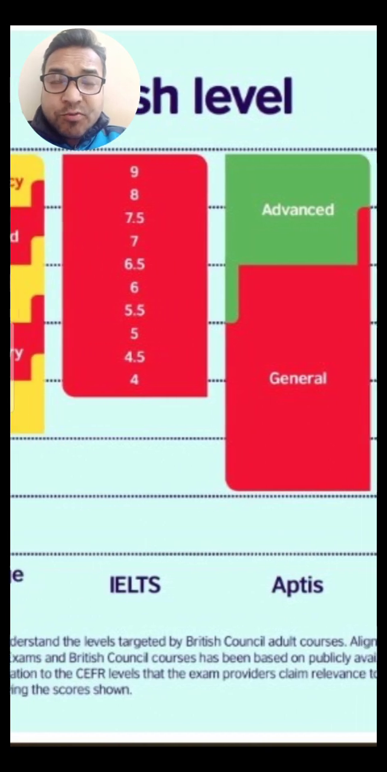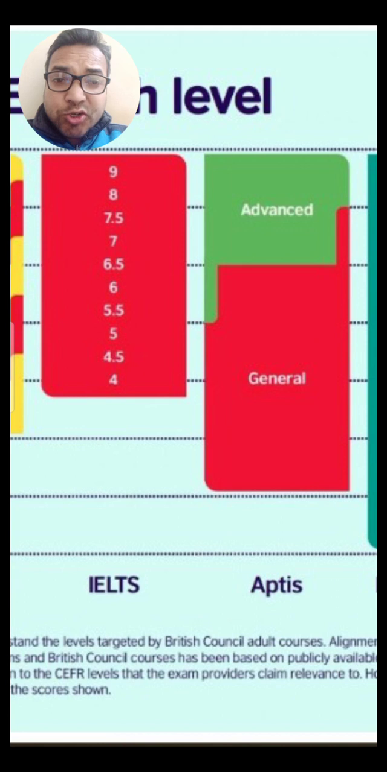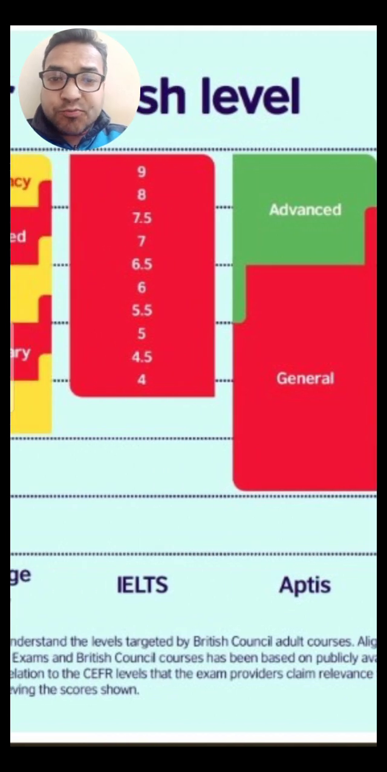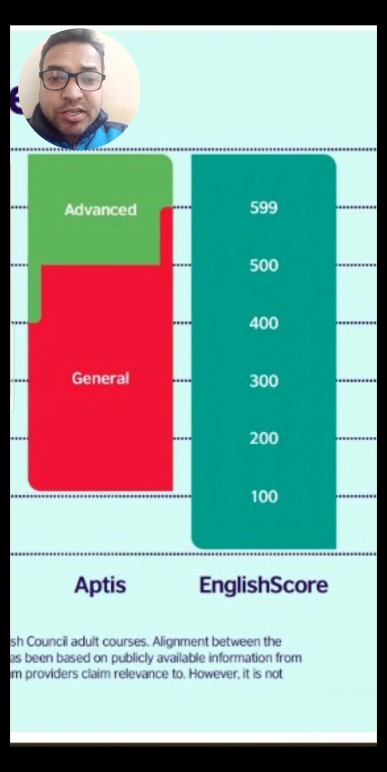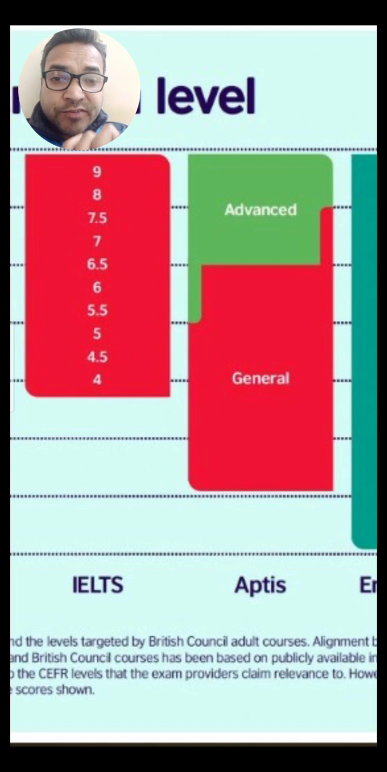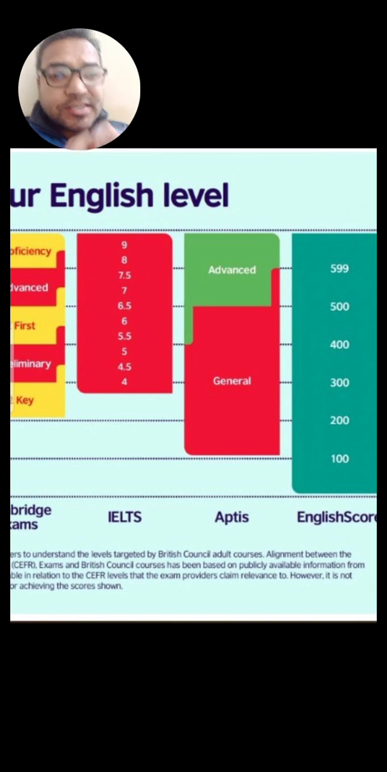But if you want to study there, if you want to appear in universities, you have to get a 7.5 plus band. So in your British Council English score assessment, you need to score between 500 and 599. If you score in that range, then you would be able to score 7.5 plus bands. So it's very important, guys, if you aspire to go abroad for further study or for work purposes.